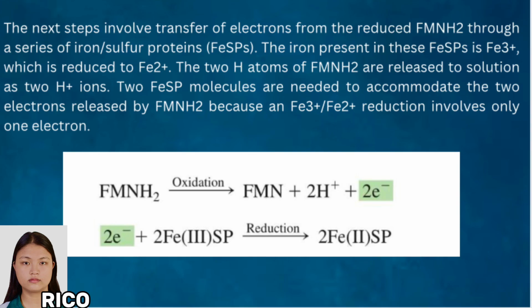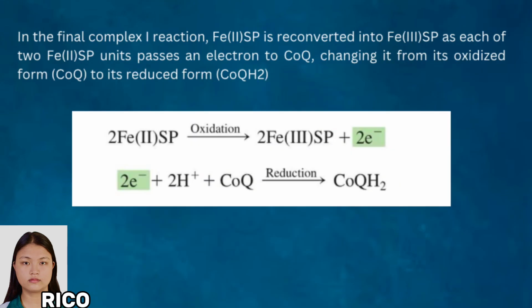In the final complex 1 reaction, ferrous sulfur protein is converted into ferric sulfur protein as each of two ferrous sulfur protein units passes an electron to CoQ, changing it from its oxidized form to its reduced form. So, by the end of this step, NADH is oxidized to NAD, ready to participate in other metabolic processes. Meanwhile, the electrons are passed to ubiquinone, also known as coenzyme Q, which will carry them to the next complex in the chain.